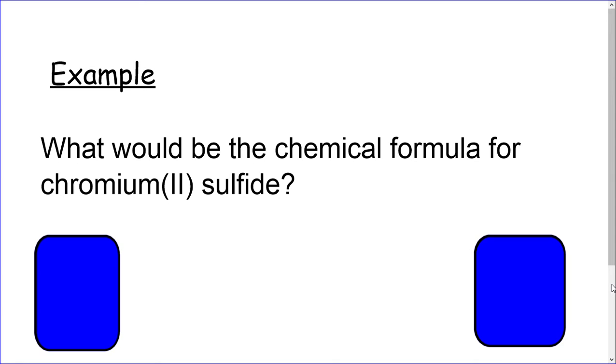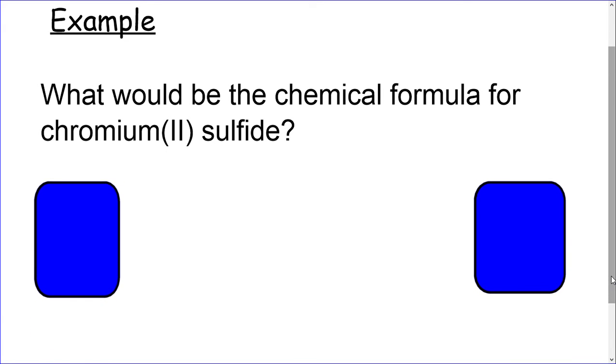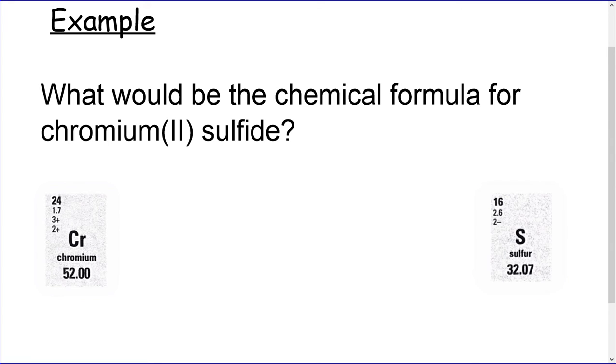All right, so the chemical formula for chromium 2 sulfide. Chromium 2 tells me that chromium is going to have multiple charges because it has a Roman numeral. So let's take a look first and see what our elements look like, right from your periodic table. It's talking about chromium 2, so I know I'm using the other ion charge. I'm not going to use chromium 3 in this case.